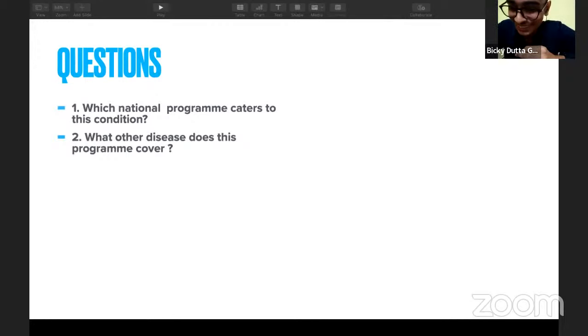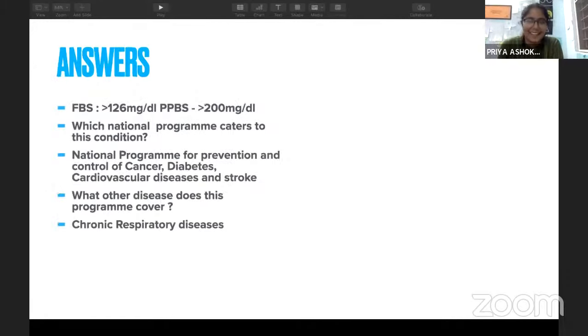No. Any chronic lung diseases, okay? Yeah, so you were right about it. Fasting, there was a glucometer reading, so the first spotter. Anyhow, diabetes: fasting 126 mg per dl, and PPBS more than 200, or even RBS for that matter, more than 200 mg per dl. National Program for Prevention and Control of Cancer, Diabetes, Cardiovascular Diseases and Stroke.